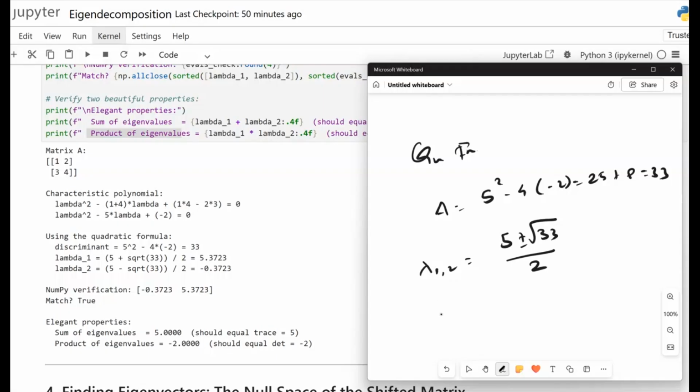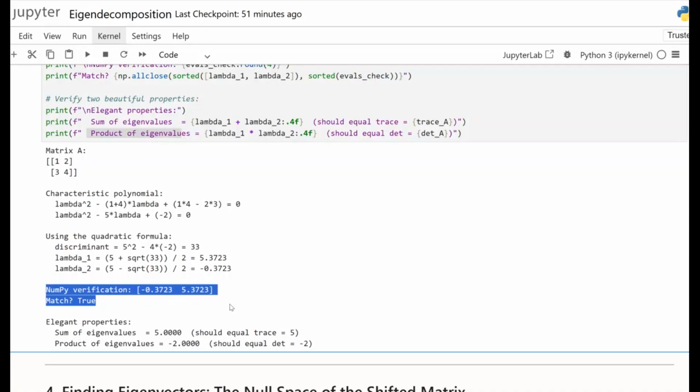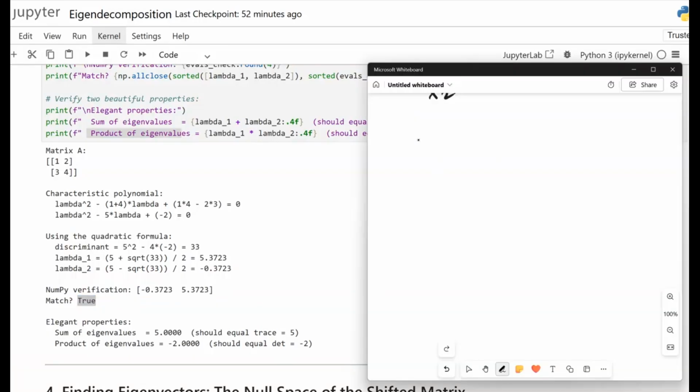So numerically we get lambda 1 as about 5.37, and lambda 2 as minus 0.3723. So that is what we got here. The numerical algorithm computes the eigenvalues, and of course both are equal. So here are the exact fundamental identities, dear friends. The script verifies two important invariants.